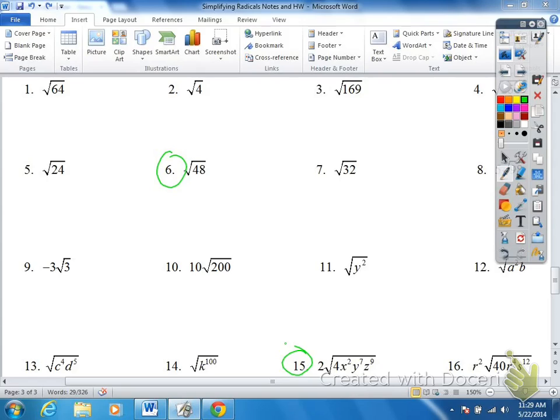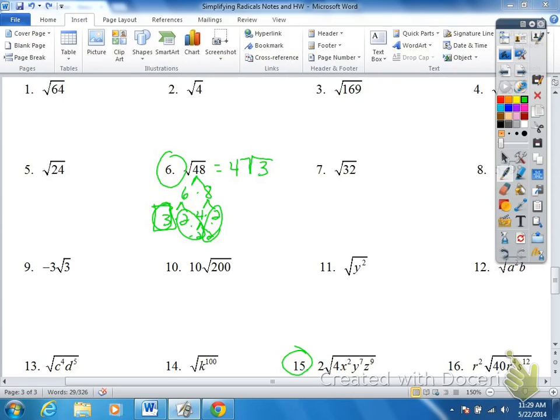So for number 6, again, you're going to make a factor tree. So I'm going to go 6 times 8. 6 goes to 3 times 2. 8 goes to 4 times 2. And 4 goes to 2 times 2. Looking for my twins, I've got a set here, and I've got a set there. So that's a 2, one set of 2 times another set of 2, which makes 4. And my leftover is a 3, so it stays inside. It cannot come out to play.